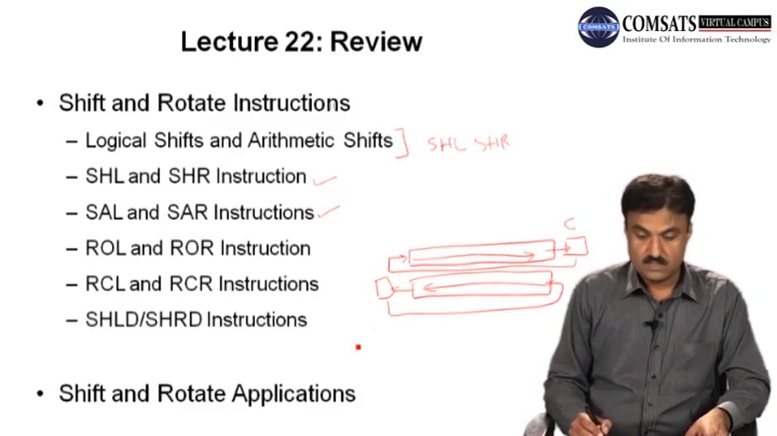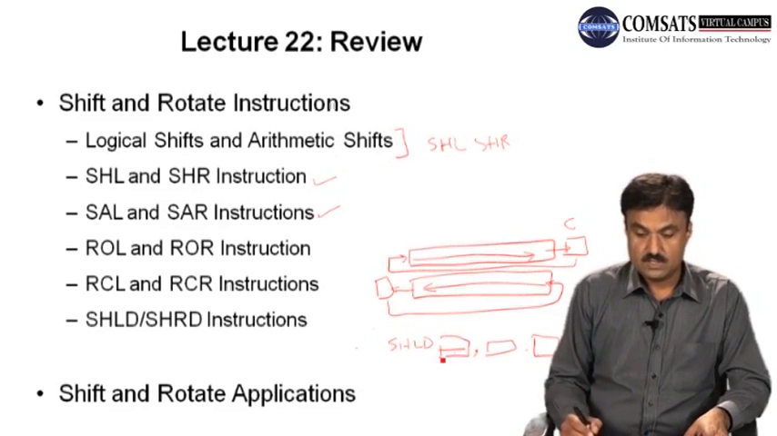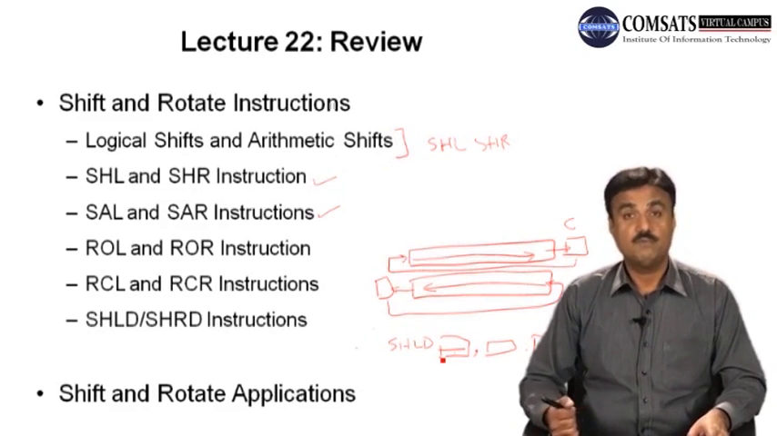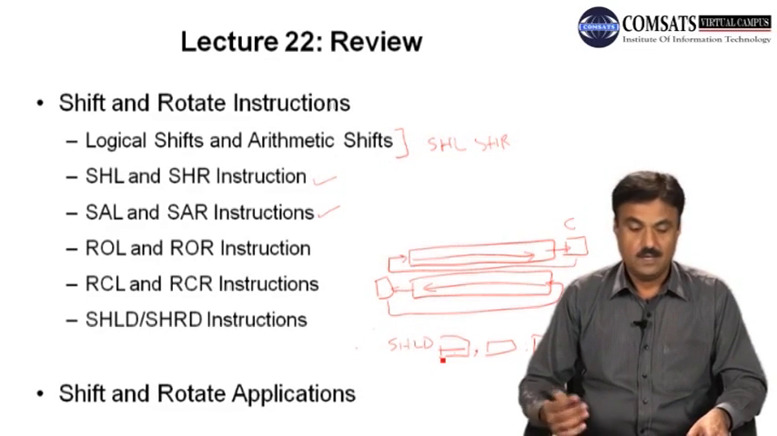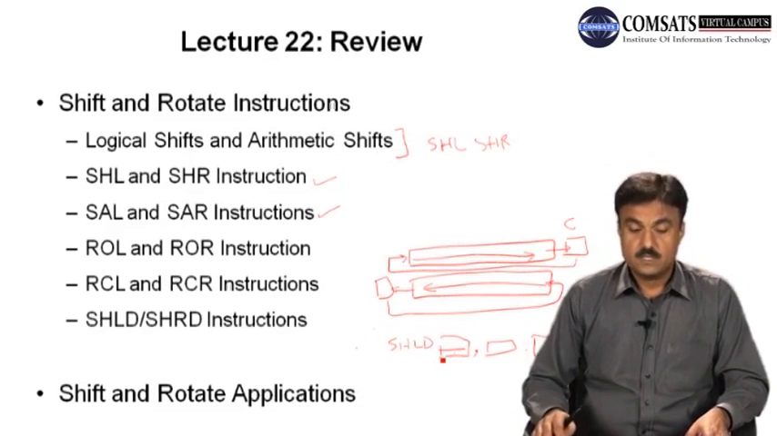In shift left destination, we have one register, then we have another register, then we have the amount of shift, how much we want to shift this register. So there were three operands that we were using here: one register, a second register or a memory operand, and the amount that we want to shift. Then we discussed the shift and rotate applications.